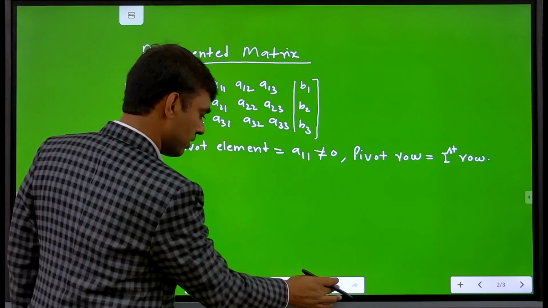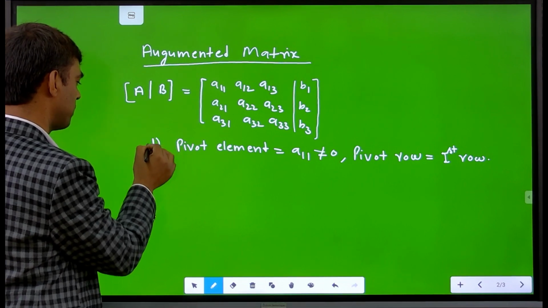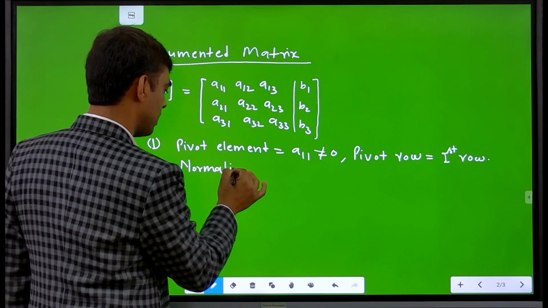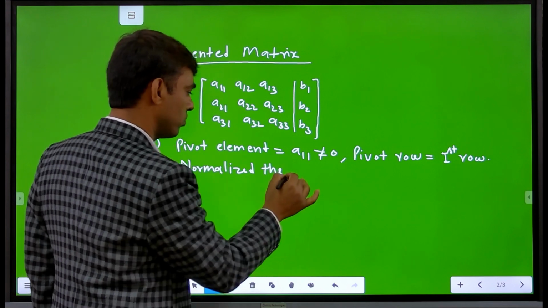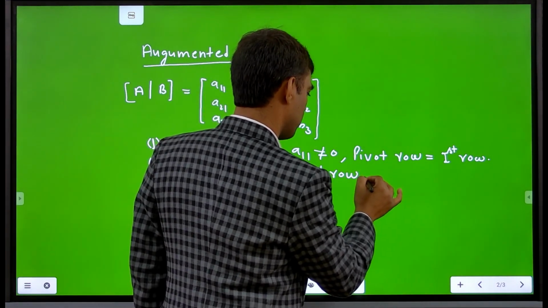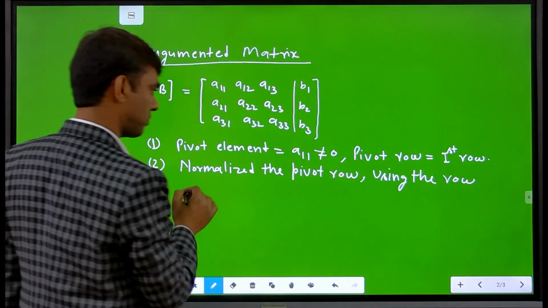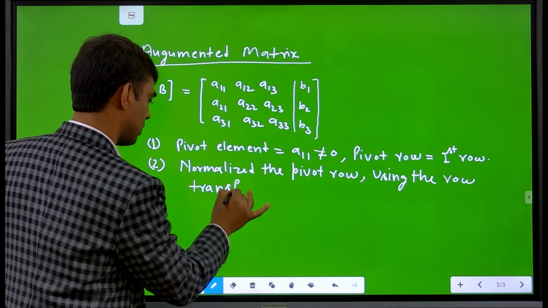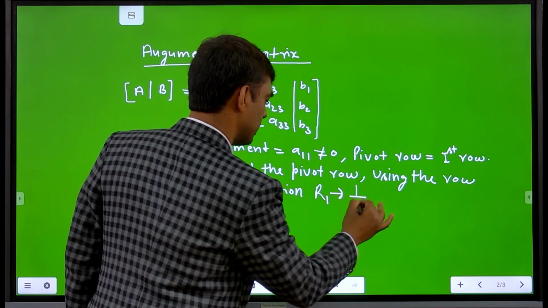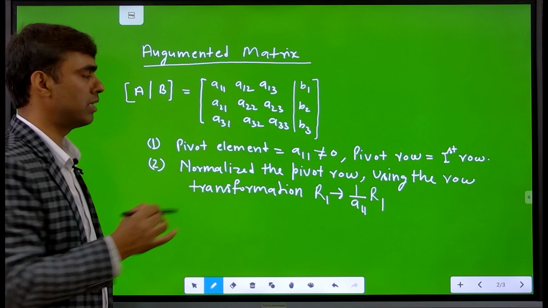This is the first step of the first stage of elimination, and the second step is to normalize the pivot row using the row transformation R1 tends to 1 by A11 R1, which means we divide the whole row, the first row, by the pivot element A11.